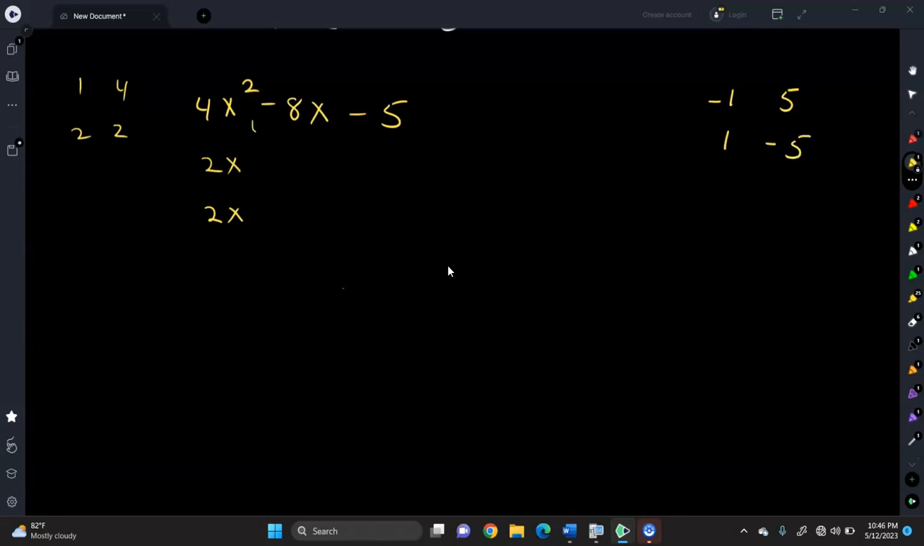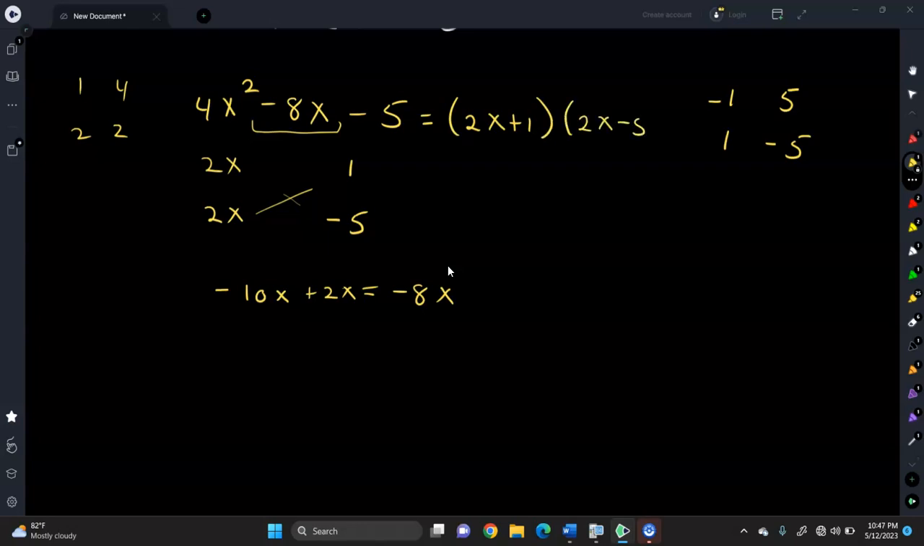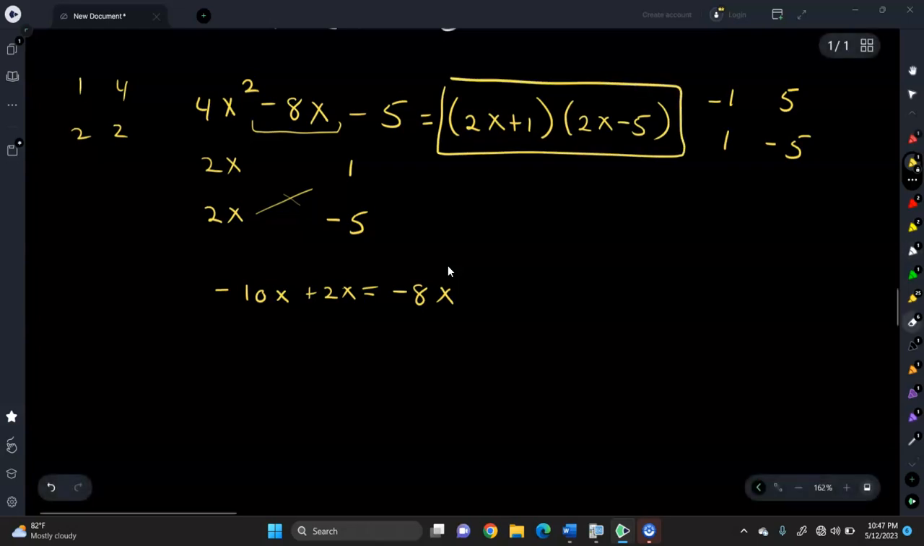Looking at what I need in the middle, I can quickly see that it has to be 1 and negative 5. When I cross multiply, that gives me negative 10x, positive 2x, which adds up to negative 8x. So this is going to factor as 2x plus 1 times 2x minus 5. Remember, you're cross multiplying to check it, but the factors go straight across.